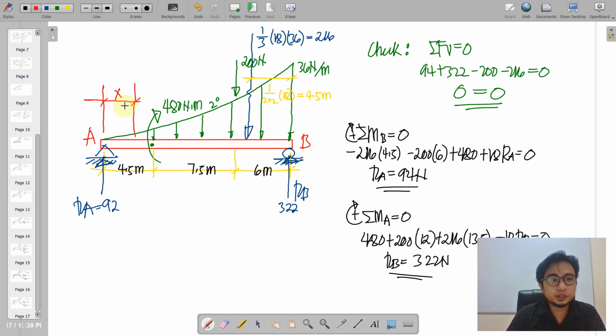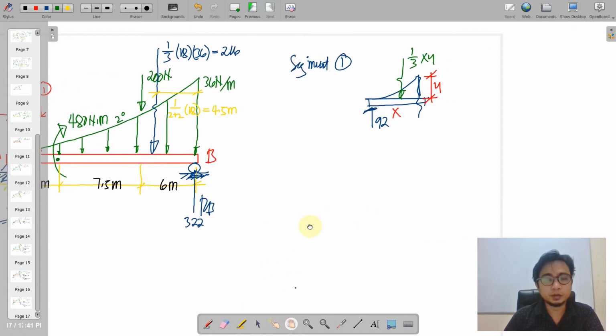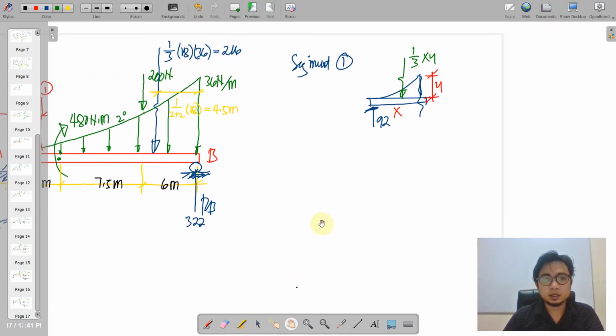So we first set x to segment. Say this is segment 1. We have the 92, and then we have 1/3 x times y. This is where we are going to have a ratio and proportion to express y in terms of x.